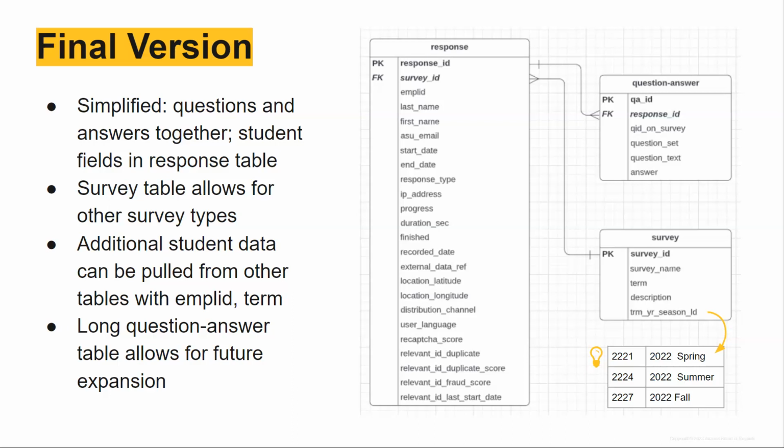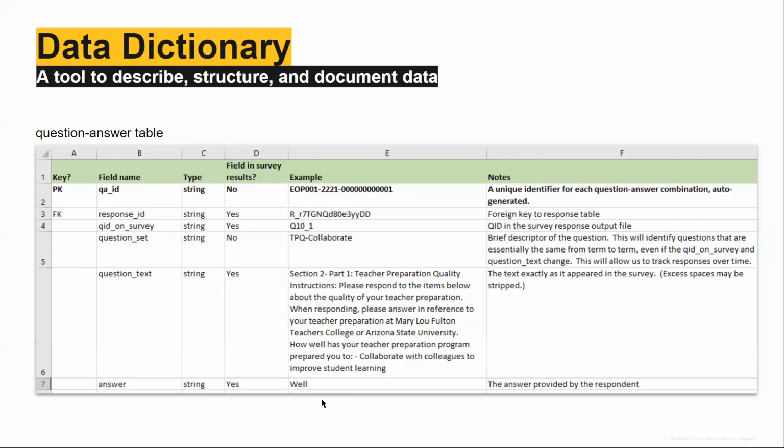Okay, the question is, why didn't we include the survey ID in the question answer table? And the reason is we don't need to, because we can reach it through the response table. I mean, we could have put it in there, but it was unnecessary. But that's a good question. So yeah, we'd have to link through the response ID and then to get to the survey information. Good question.